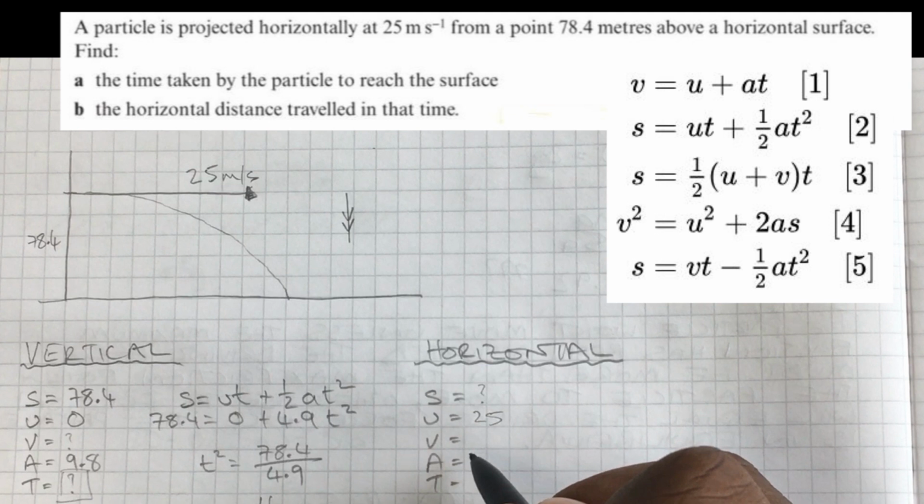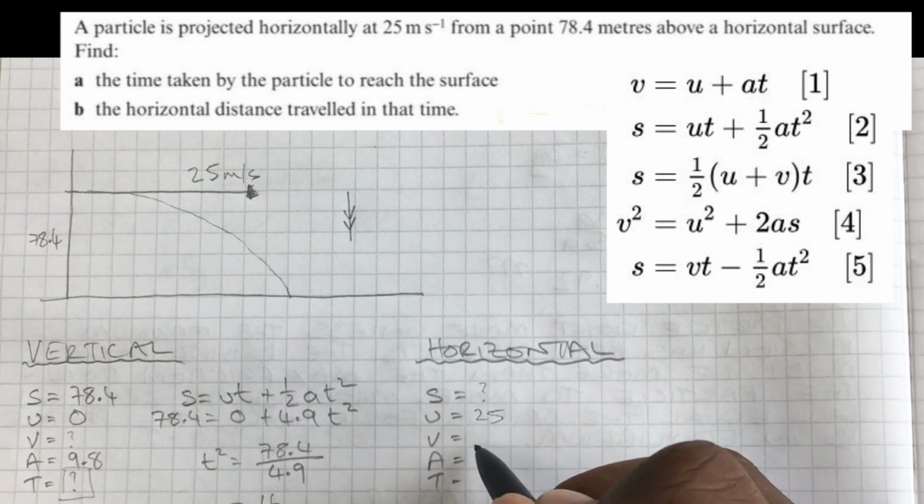Let's think about this. Vertically, there's acceleration due to gravity. Gravity is pulling the particle, it's pulling the object down towards the ground. There's no comparable accelerating force that is moving something horizontally. So whenever you're working with the horizontal component, there is no acceleration. The initial and the final horizontal velocity will always be the same. All right, with that in mind, let's carry on.